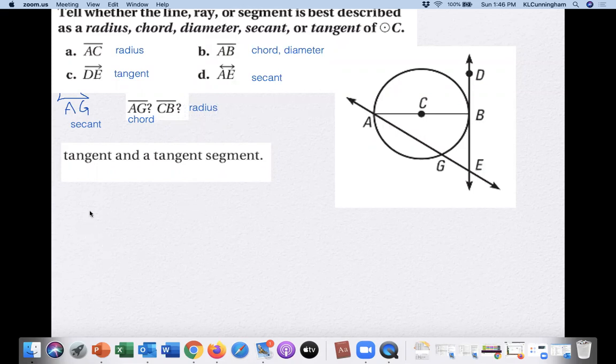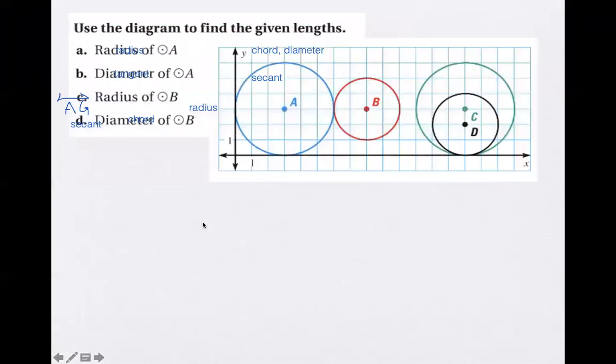Okay, tangent and tangent segment down here. A tangent is a line going through, like DE is a tangent, and then a tangent segment would just be segment DE, and that would mean it stops. So tangent lines or tangent segments are what go through circles if they hit it once. Okay, so I'm going to clear my screen here.